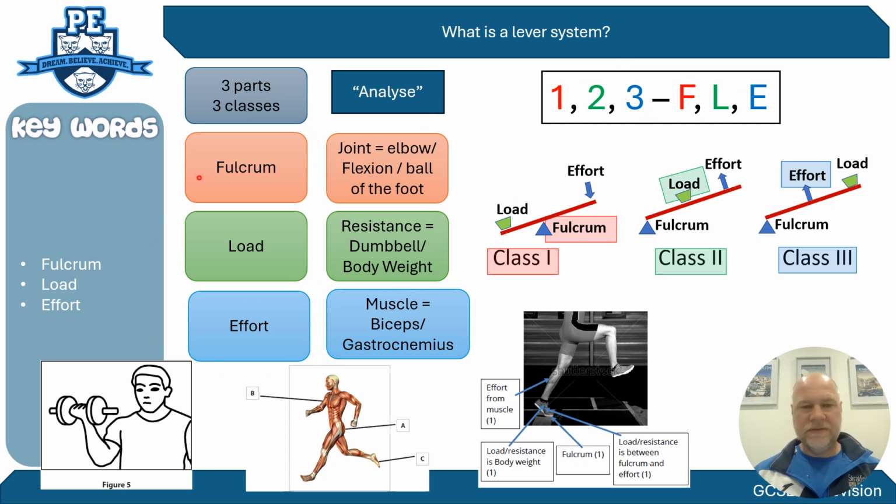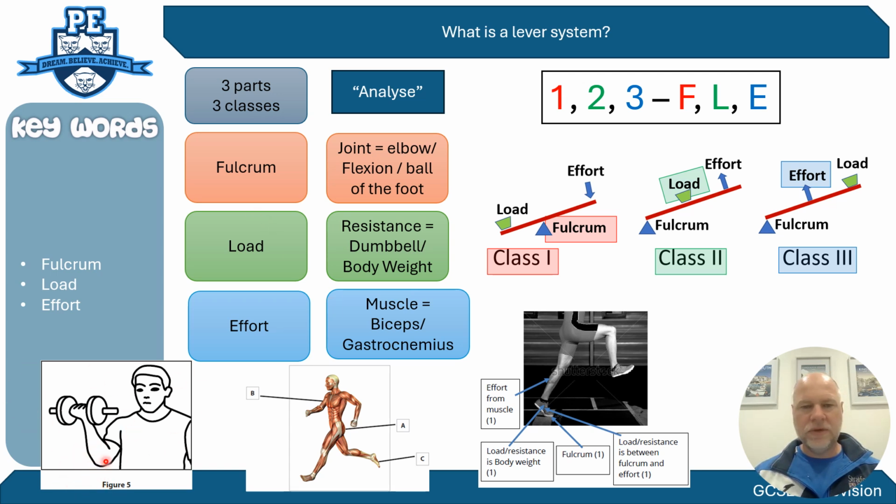You need to say what a lever system is, okay? And it's broken down into three parts. We have the fulcrum, the point at which movement is occurring, and often that's the joint. In most cases in the exam board, it's going to be the elbow joint where we have flexion, or the ball of the foot. The load, the weight or resistance that your body is trying to overcome, and then the effort, the muscle that is working. So when you're analyzing, you might get this image here, and it says analyze it.